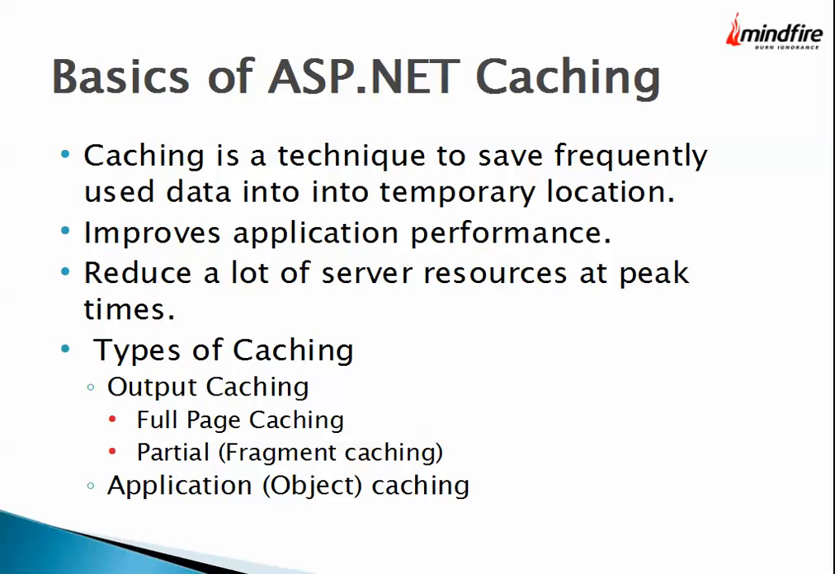So it's just a basic about ASP.NET caching. It says caching is a technique to save frequently used data in some temporary location. So let's say you are accessing some page which is taking more than 5 seconds or something, so that would be cached, and every time the user makes a request, it will get it from the temporary location. So that will make it faster.